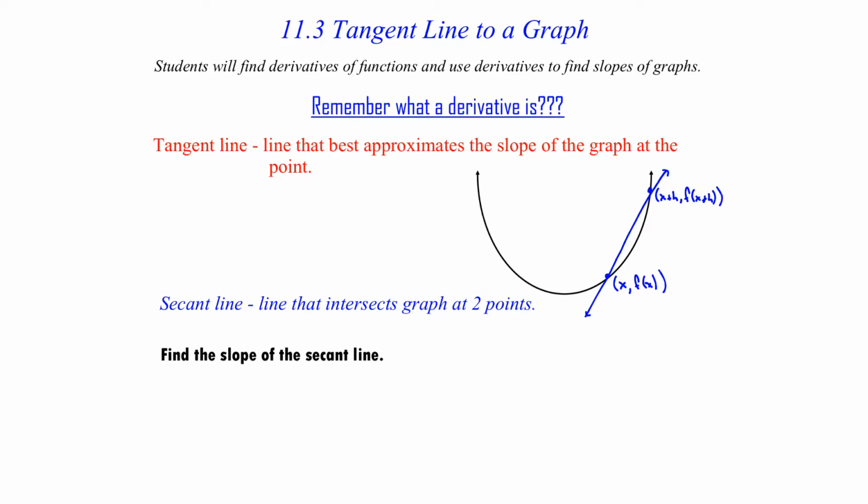And remember, I've already done this in the previous video, so go back and watch that if this isn't making sense. But to find the slope of that line then, we know that the slope of the secant line is equal to the change of y, which is f of x plus h minus f of x, divided by the change of x, which is x plus h minus x, and the x's would cancel, and then you're just left with h. So that's the slope of the secant line.